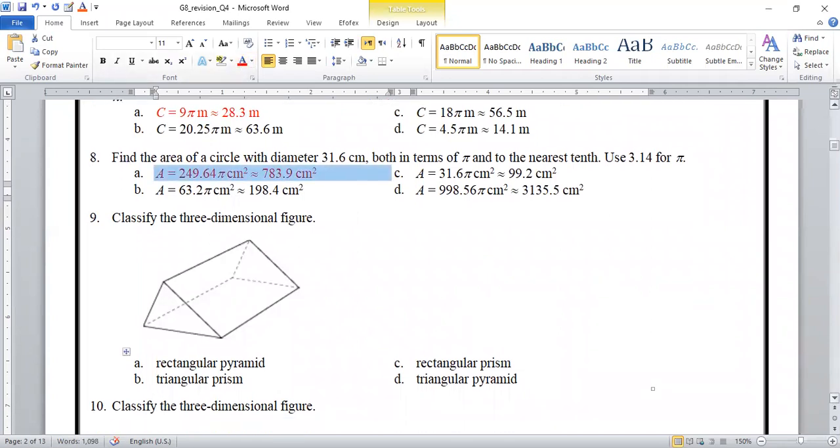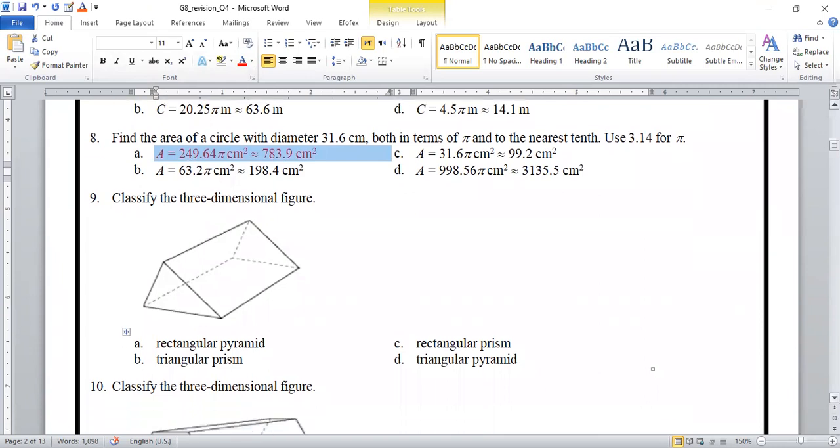Classify the three-dimensional figure. This figure is a prism, not a pyramid. A prism has two bases, but a pyramid has only one base, so this figure is not a pyramid because it has two bases.